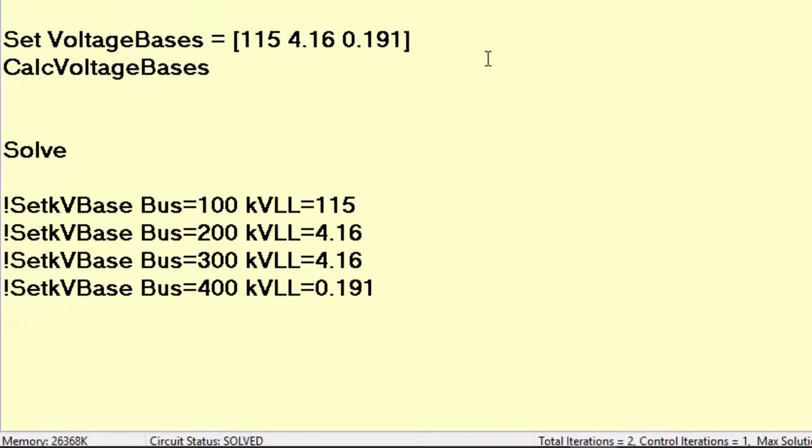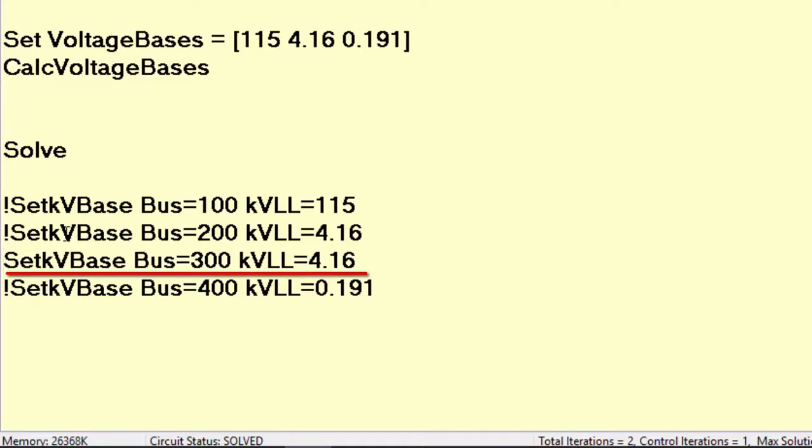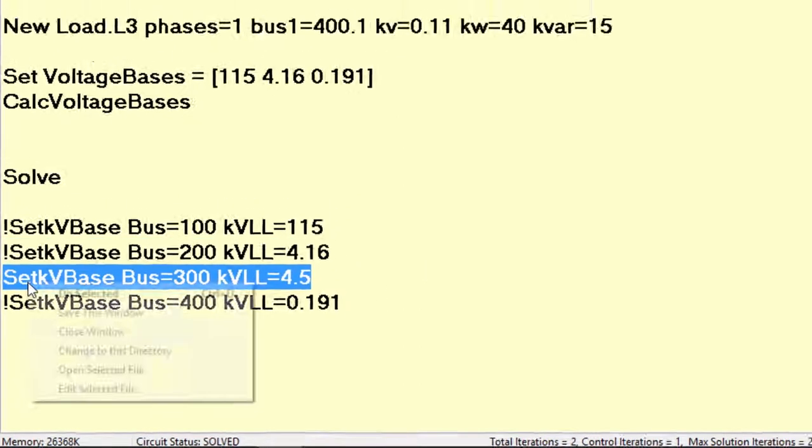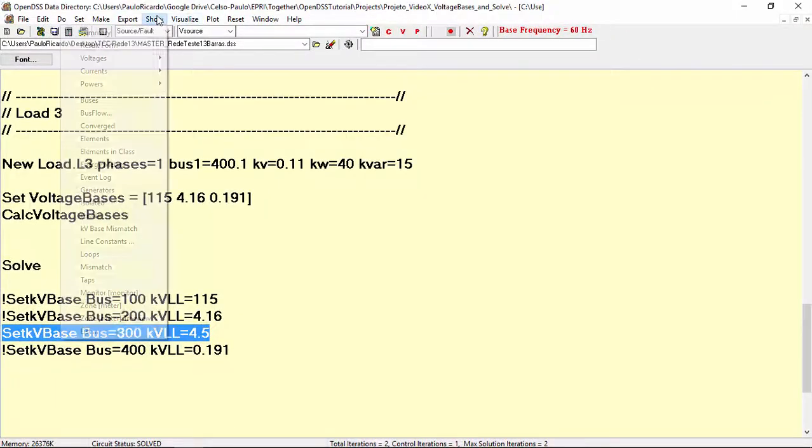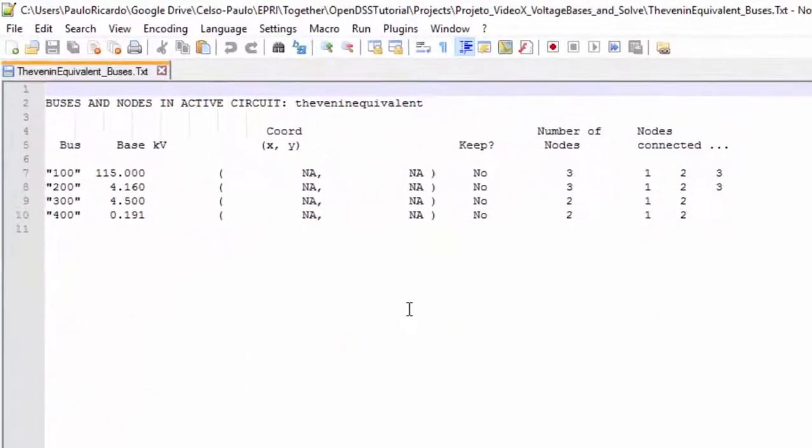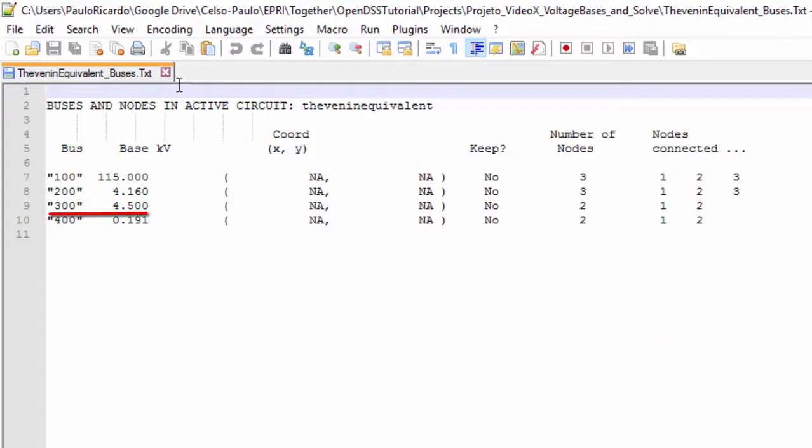For example, let's consider that our bus 300 has base KV property equal to 4.5 kilovolts. In this case, we can just set the base KV for this bus through the setkVbase command as KVLL equals 4.5. Let's run this line and see the bus's report. We have base KV property for the bus 300 equal to 4.5 kilovolts as expected.